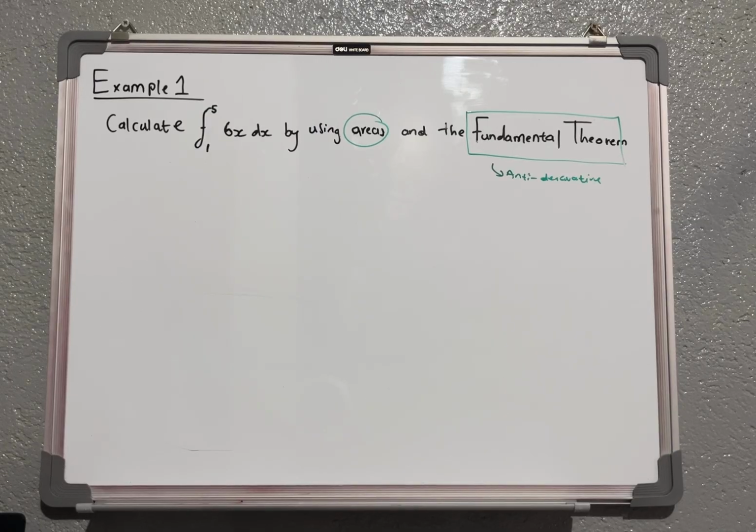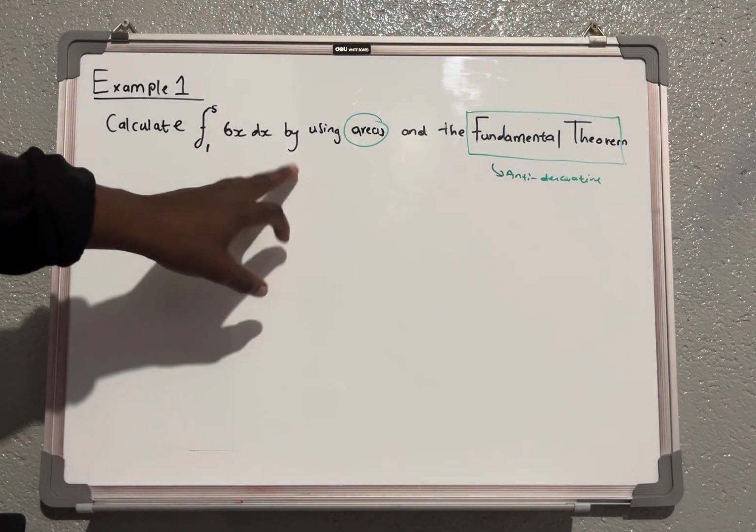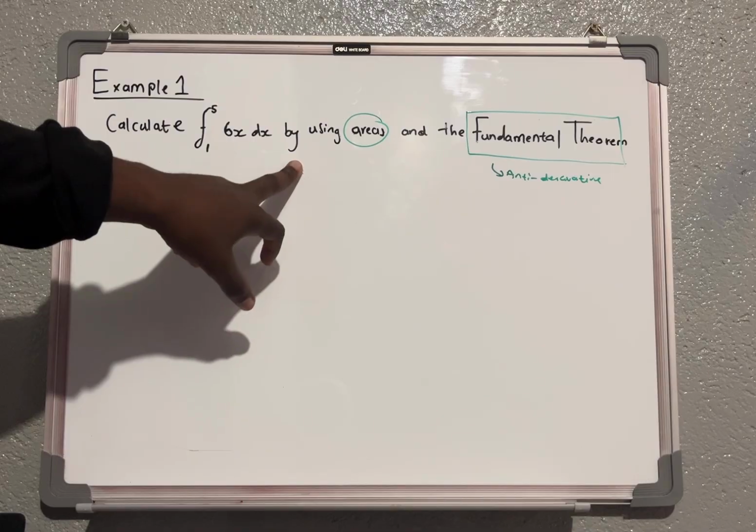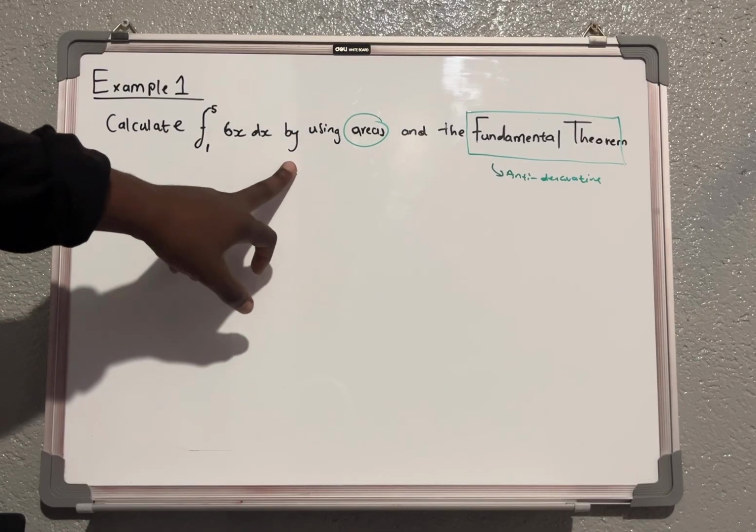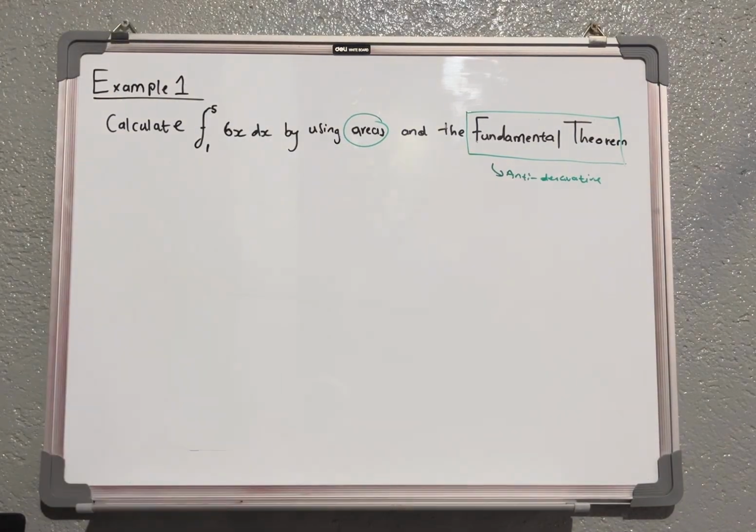Both these methods should give you the same answer. So if they tell you to do your area, you can do your quick calculations and get your final answer. Then to confirm, you can use the fundamental theorem to check if you're indeed still getting the same answer.